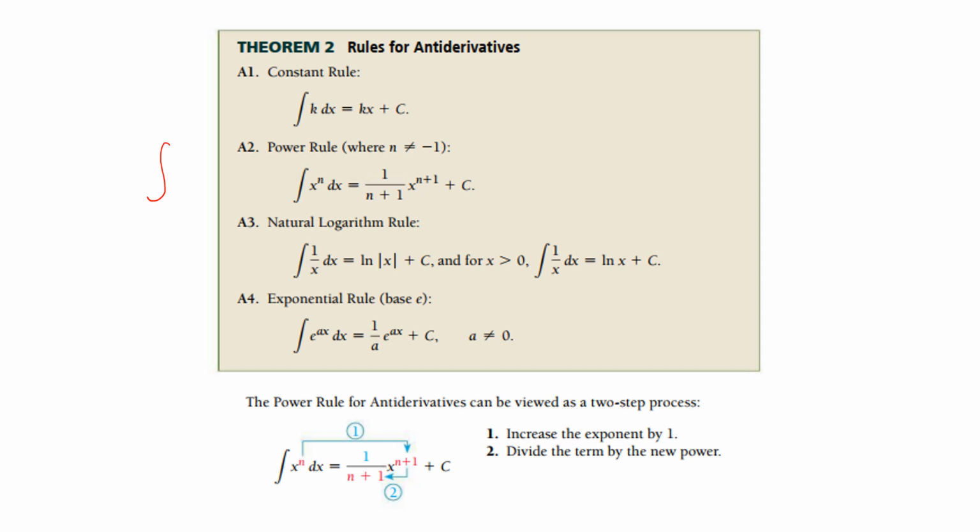You can look through these rules in Theorem 2. The one that you will use probably the most is the power rule. Basically, instead of subtracting 1 as we've done in the past, we're going to be adding 1, and we're also going to be creating a fraction where we have 1 over the exponent plus 1.